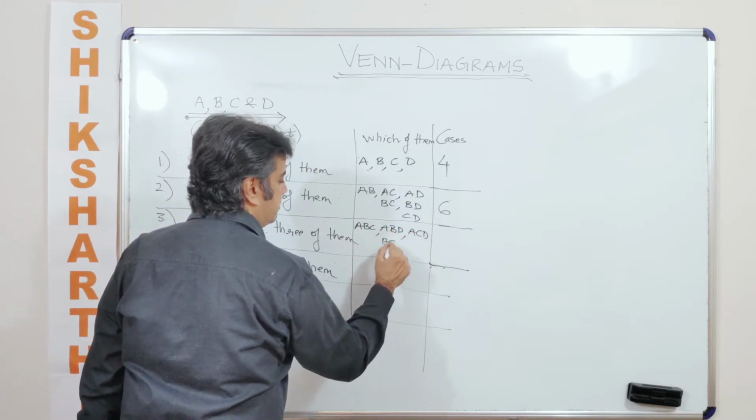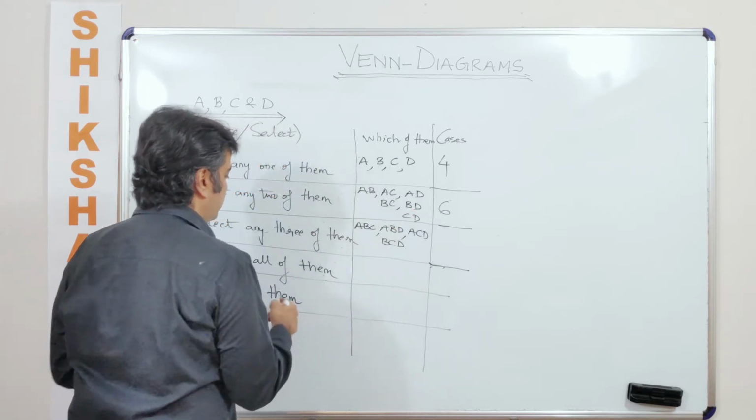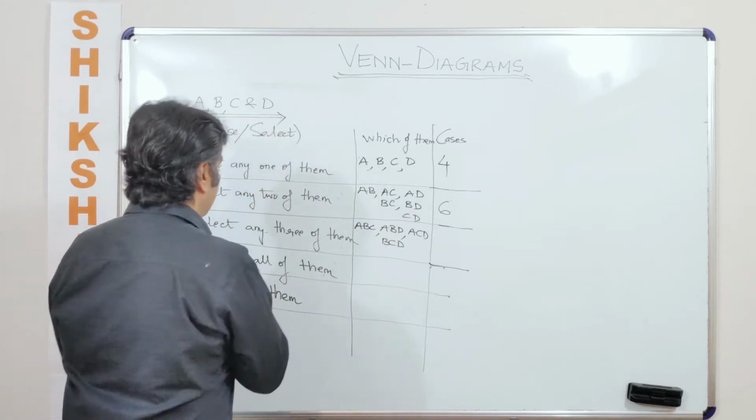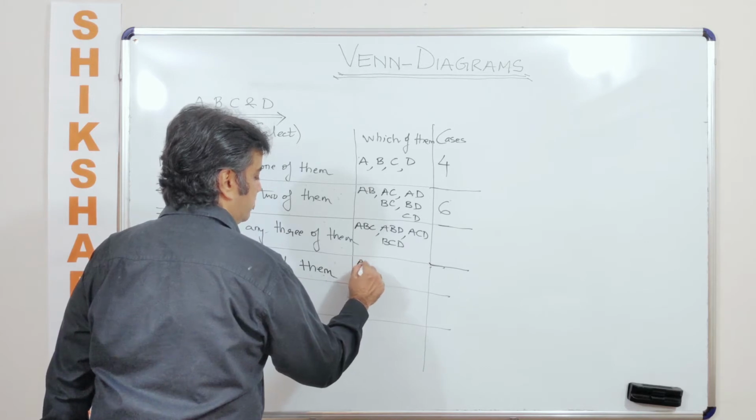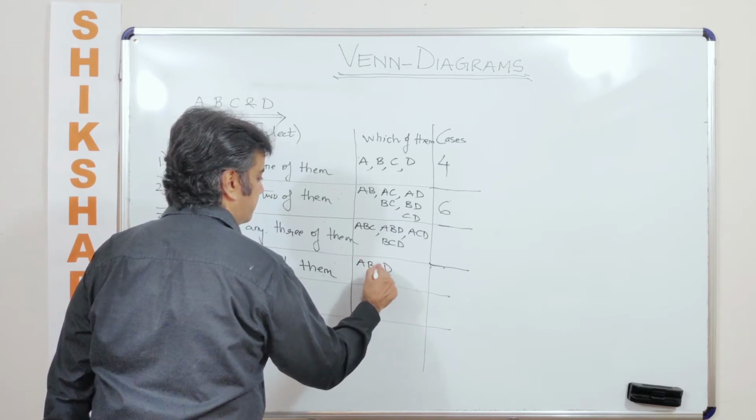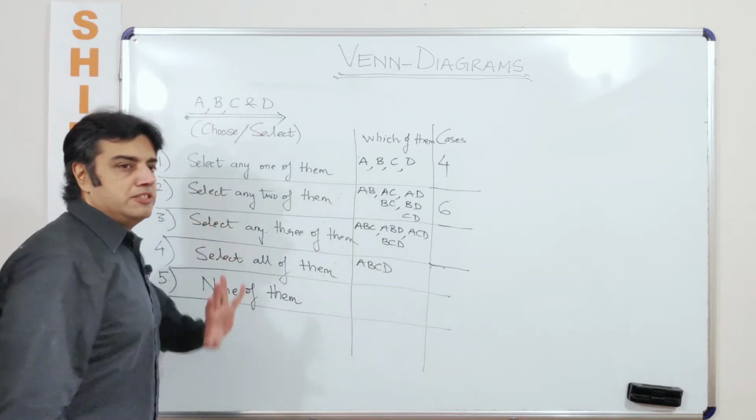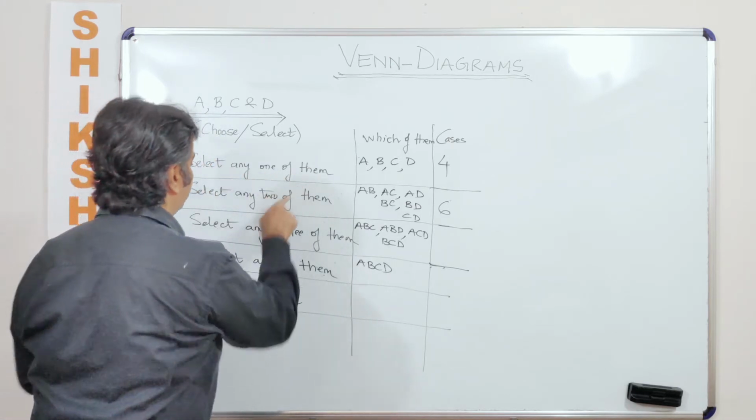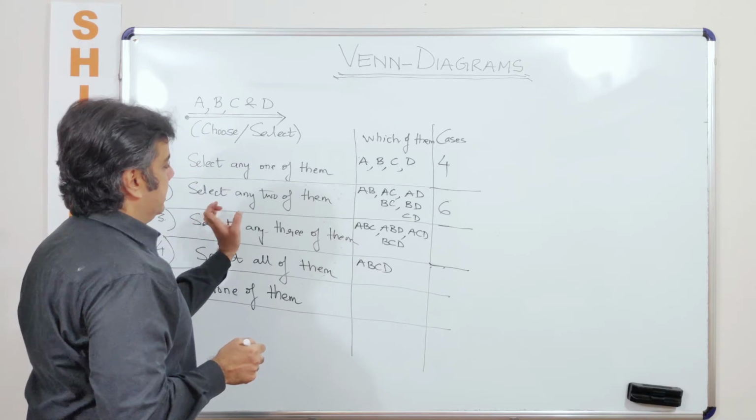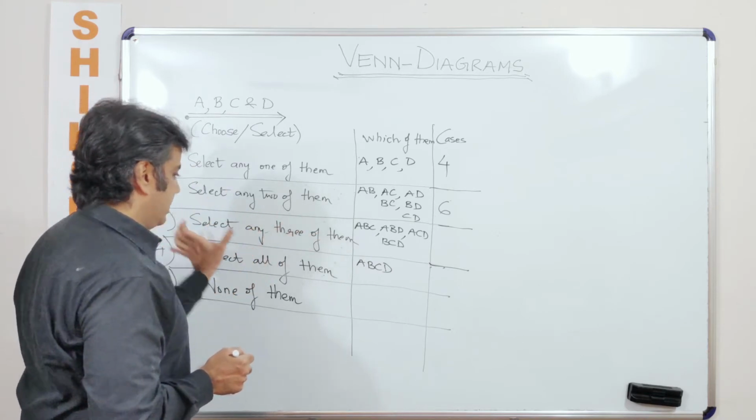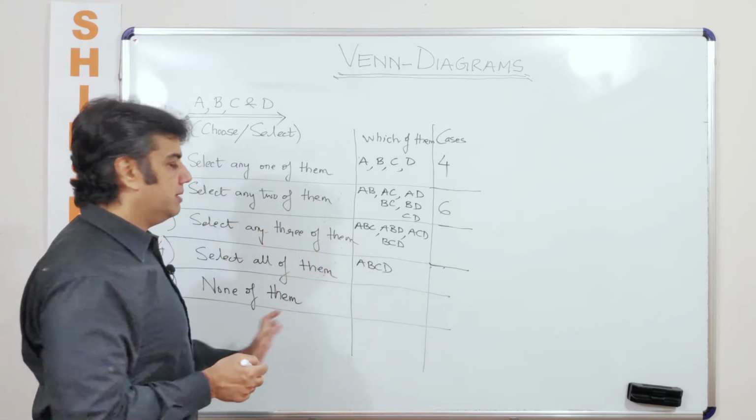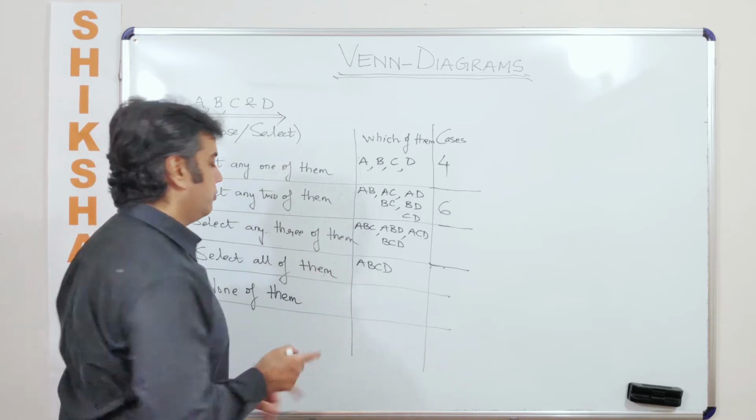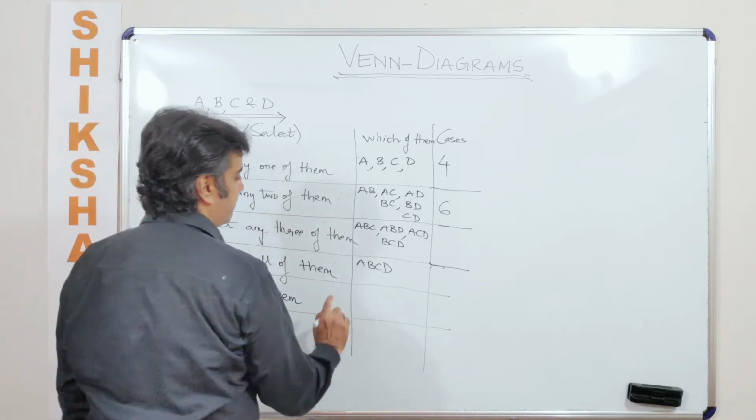The next one here is BCD. There is no other such case in which you can choose any 3 of them. And the last case that you're supposed to make here is choosing all of them at the same time. So now something that has been kept constant here is at a particular time you're choosing any one of them, at a particular time any two of them, at a particular time any three of them, at a particular time all of them, or at that time you're choosing none of them.